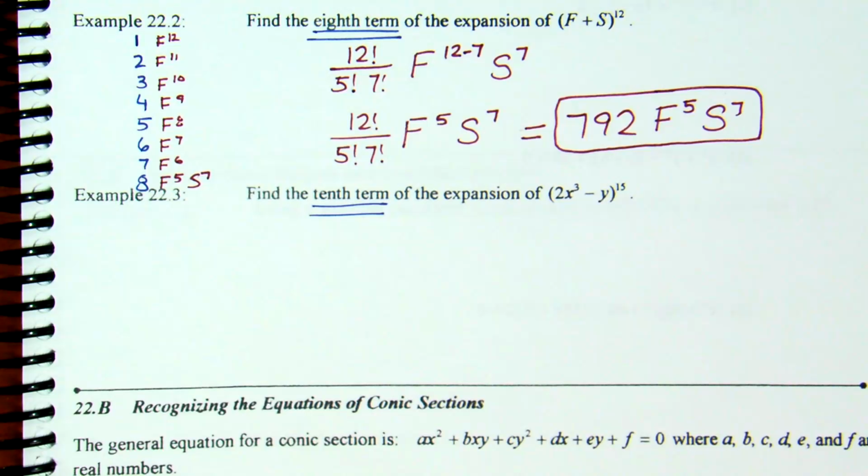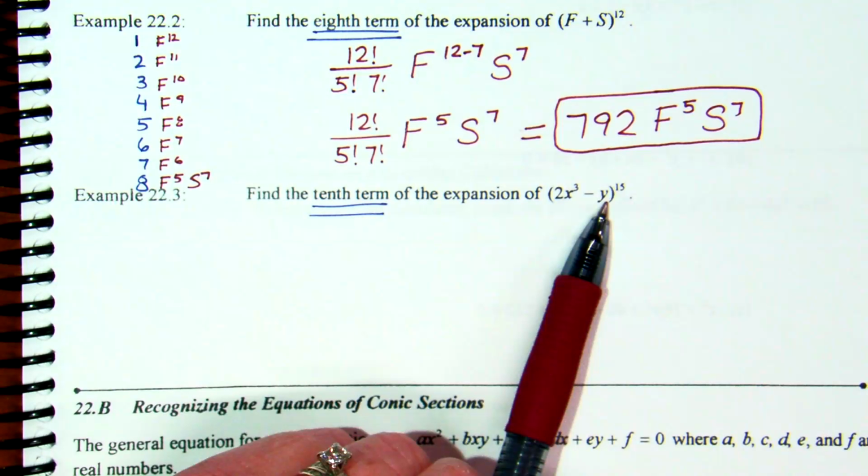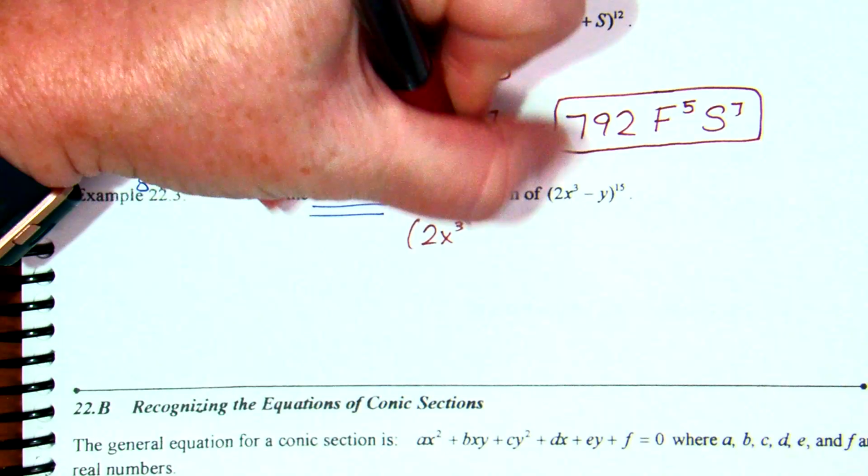So, okay, the other half of our lesson is recognizing the equations of conic sections. First of all, right there, general equation of a conic section, you had this last year: ax squared plus bxy plus cy squared plus dx plus ey plus f equals 0, where a, b, c, d, e, and f are real numbers. I remember in pre-cal we talked about how you can use the discriminant, b squared minus 4ac, and that can help you determine which kind of conic it is.